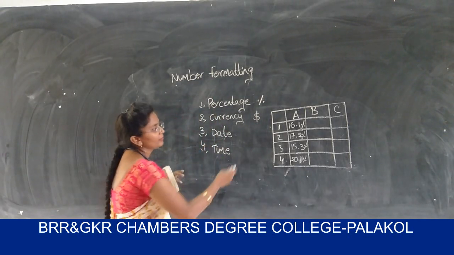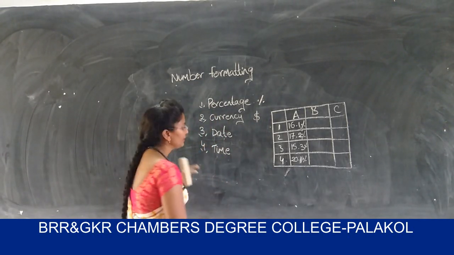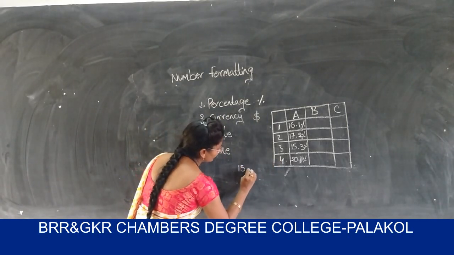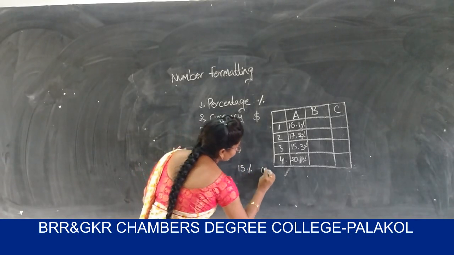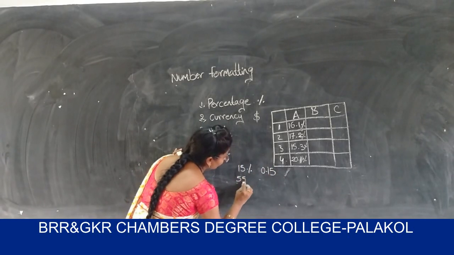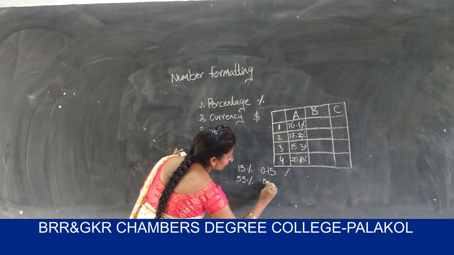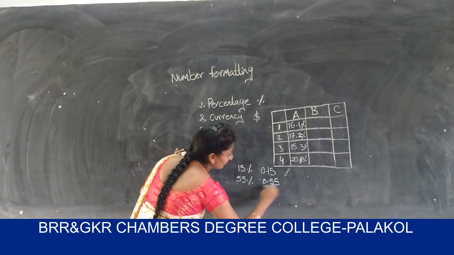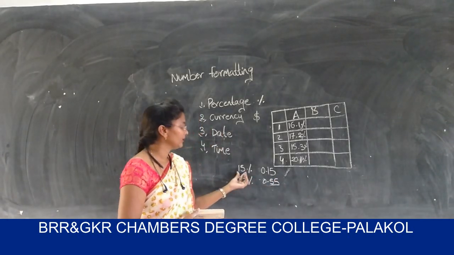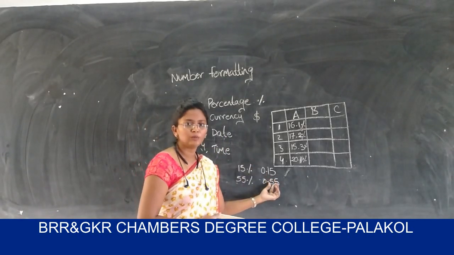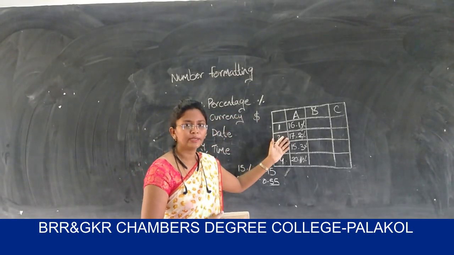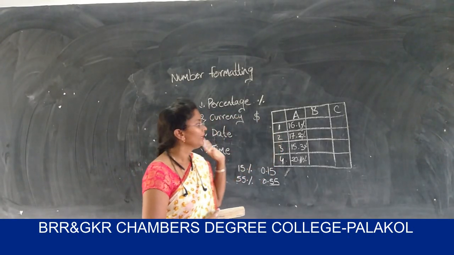In mathematics, the percentage is also calculated in decimal points. For example, if I take 15%, it will be categorized as 0.15. If I take 55%, it will be taken as 0.55. In mathematics, percentages are converted into decimal points. This is the way you can enter the percentage symbol in the Excel sheet, and this is the percentage you can calculate.